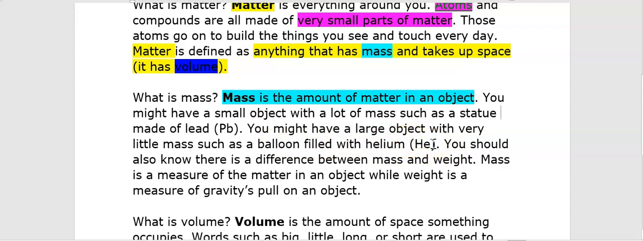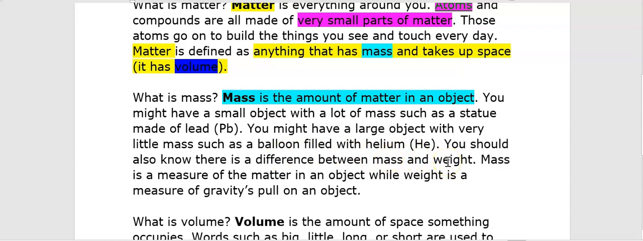Now, it does tell you there is a difference between mass and weight. Mass is a measure of the matter in an object, while weight is a measure of gravity's pull on an object. Now, I admit, it says you should also know there's a difference. Yeah, you should know there's a difference, but there are many adults who have a hard time explaining the difference between mass and weight.